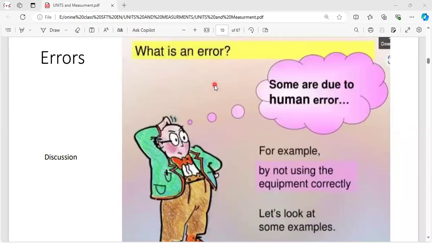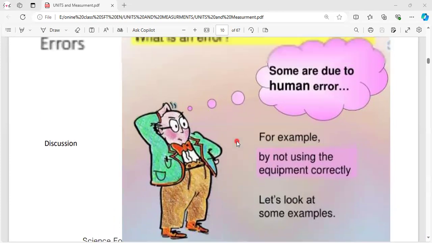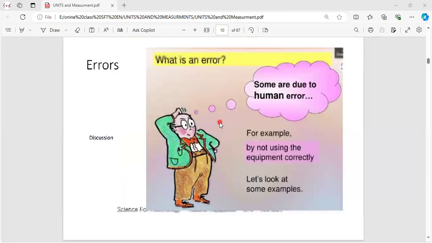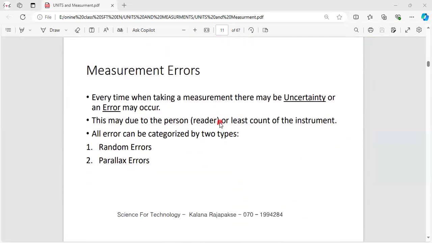So what is an error? For example, if you are not using the equipment correctly, there's an error, right? Some of these errors can be due to human errors. It is due to the incorrect reading or misreading of the instrument value, which can be categorized as a human error. And there are other different types of errors as well.